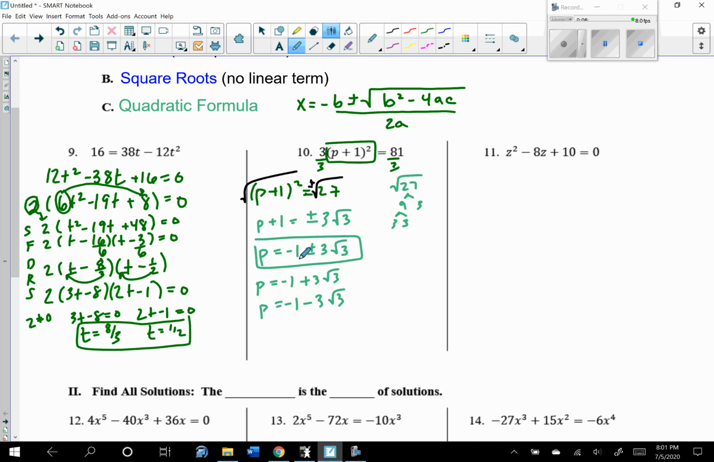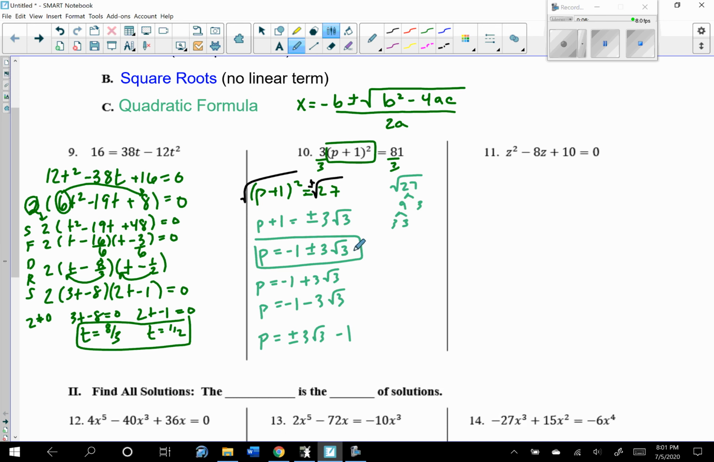If you didn't want to write the negative 1 in front, you don't have to. Another way you could write this is p equals plus or minus 3 root 3 and then minus 1. Just make sure that doesn't look like the minus 1 is underneath the radical here. That's why I normally write it in front. So any one of those ways would be fine to write. So that one was using the square roots.